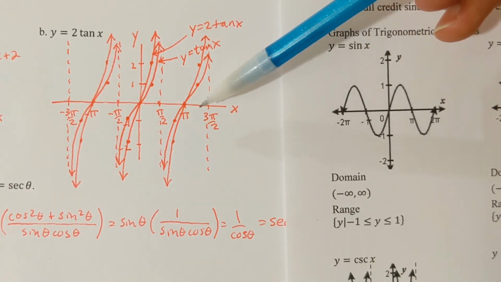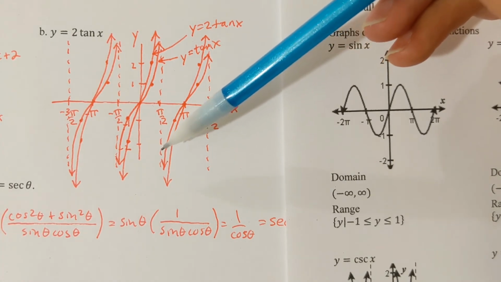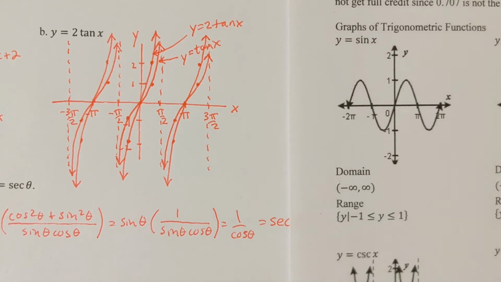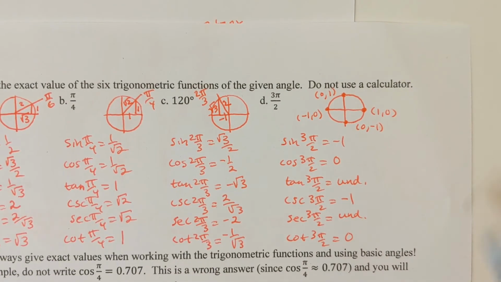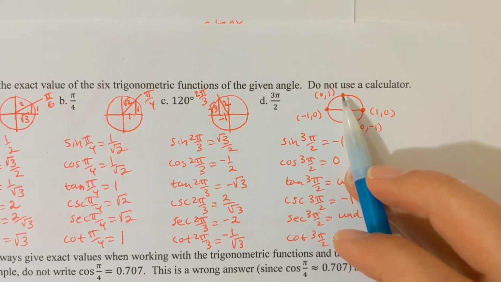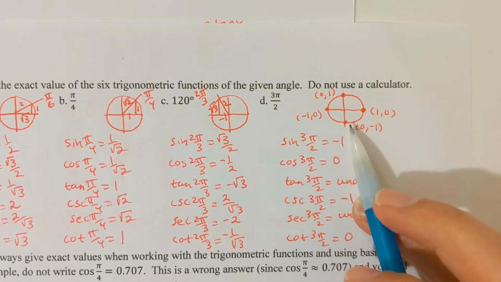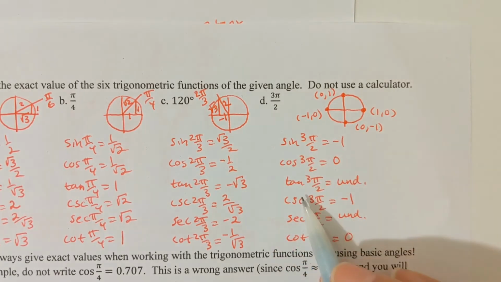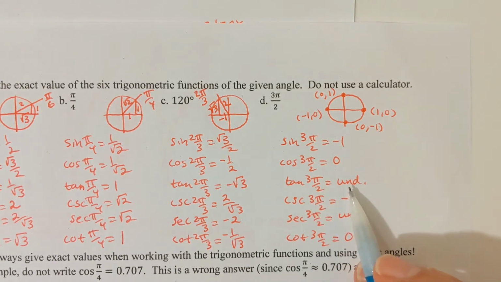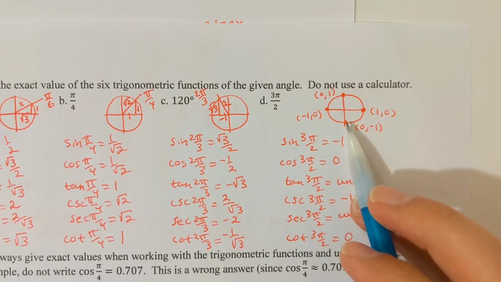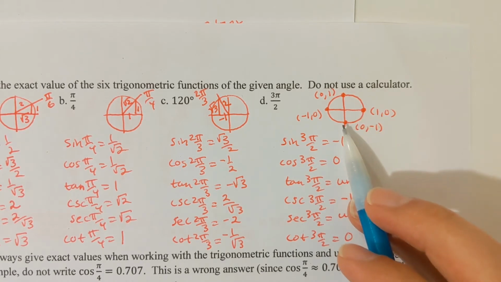Okay. Of course, there's asymptotes on this graph, right? Tangent of pi over 2 would be undefined, since here's the pi over 2 axis, y over x, well, x is 0, right? You can't divide by 0. Same thing with 3 pi over 2. Tan 3 pi over 2 is undefined, okay? 3 pi over 2 would be the same axis as the negative pi over 2 axis, right?